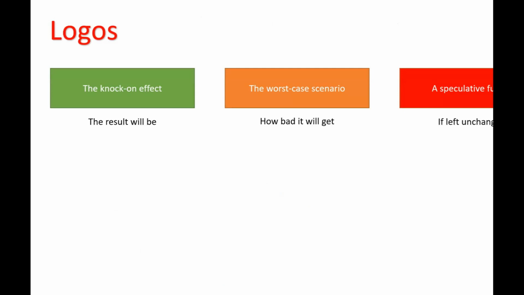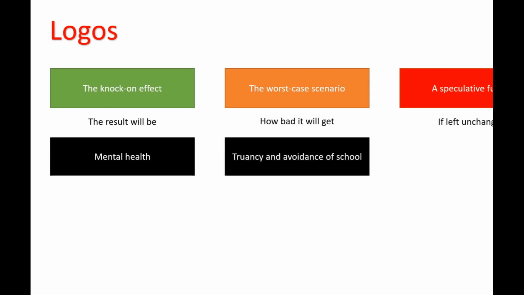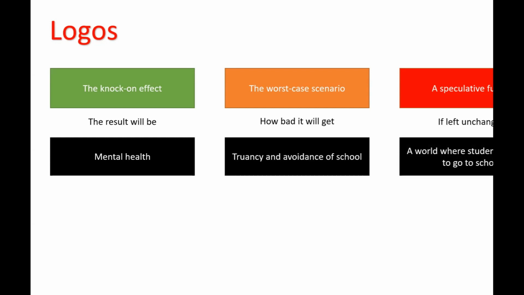And actually, those three things help students to understand what we're doing with nonfiction. Because often what happens is students go for the worst case scenario. They don't think about what is the knock-on effect. So, you know, we might be talking homework. The knock-on effect is going to make people feel sad. The worst case scenario is people are going to avoid school. Speculative future, we may get to a point, and this is speculation, we talk about students, you know, what could happen, imagination. We could have a world where students are paid to go to school.